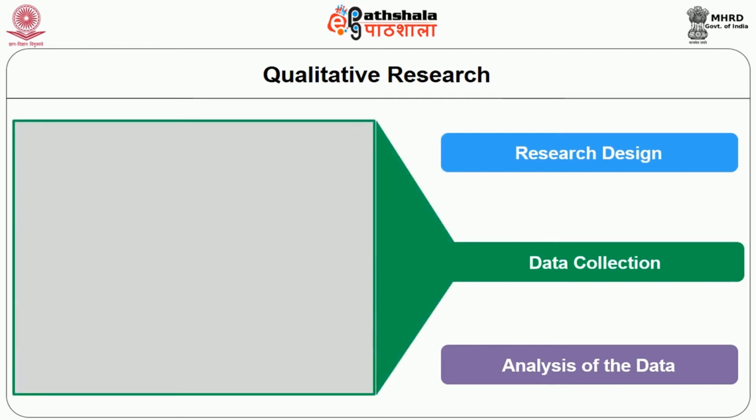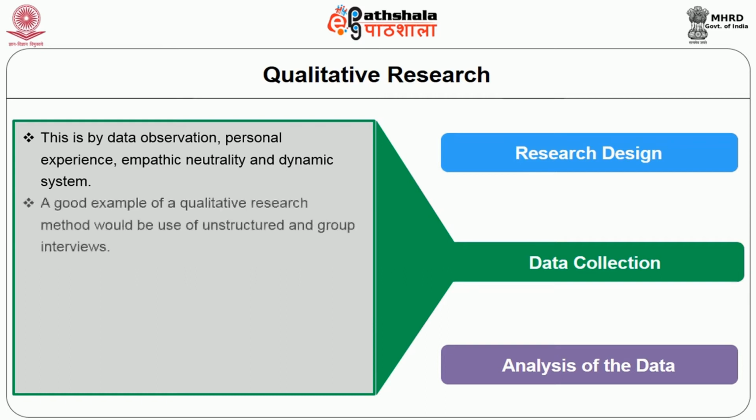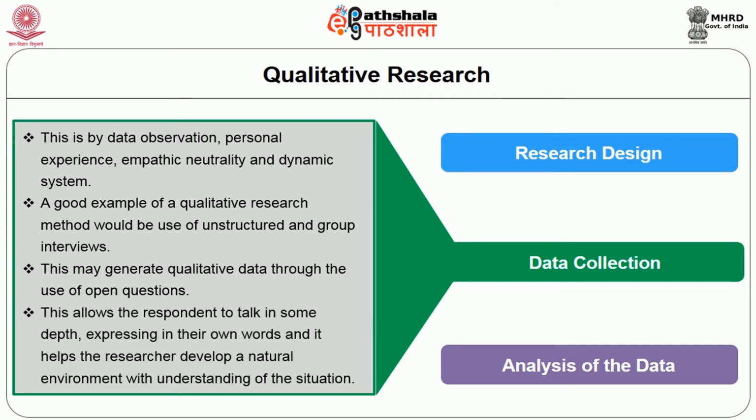The second key element is data collection. This is by data observation, personal experience, empathic neutrality, and dynamic system. A good example of a qualitative research method would be use of unstructured and group interviews. This may generate qualitative data through the use of open questions. This allows the respondent to talk in some depth, expressing in their own words. This helps the researcher develop a natural environment with understanding of the situation. However, it can be time consuming to conduct the unstructured interview and analyze the qualitative data.